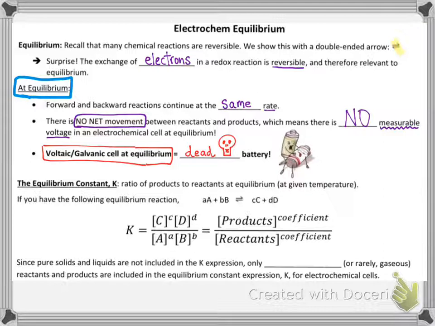As you know, we can write equilibrium constant K, which is the ratio of products to reactants, specifically at equilibrium. Now, for electrochemical cells, remember that pure solids and liquids are not included in your ratio of products to reactants, so that usually means only aqueous and occasionally gaseous things are going to be included in the product to reactant ratio.